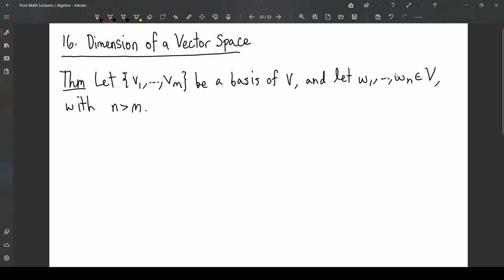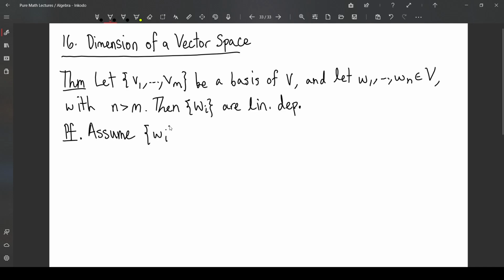So I have some elements in my vector space, and I have more of them than are in my basis. And so the claim is that then the w sub i are linearly dependent. Okay, so if you have some elements that exceed however many things you have in your basis, then they have to be linearly dependent. Okay, so let's look at the proof. So assume, to the contrary, that the w sub i are linearly independent.